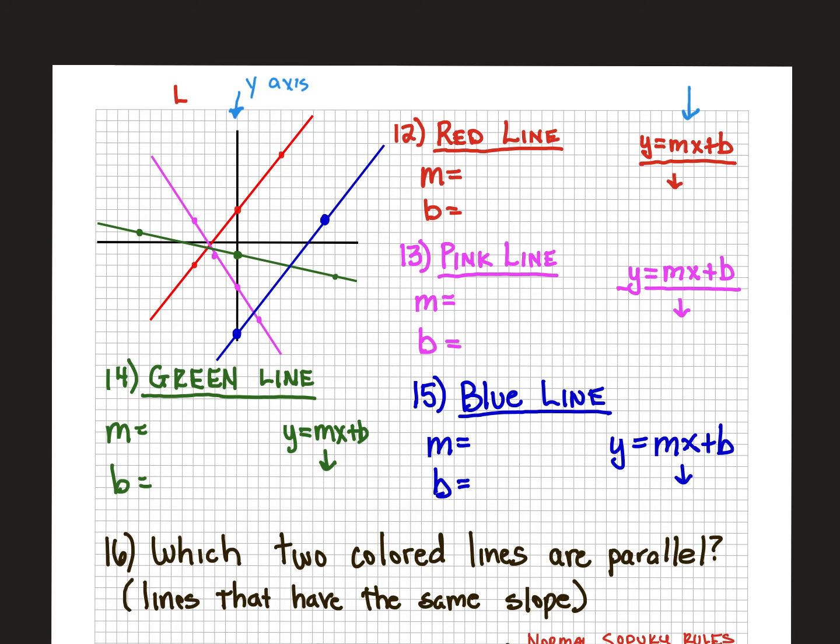Number 16 says, which two of these colored lines are parallel? Parallel lines are lines that have the same slope. So are pink and red, green and blue, blue and red, or pink and blue parallel? There are two lines that have the same slope, and you can kind of tell by looking at them which ones are parallel. You can check your answers, which have the same m.